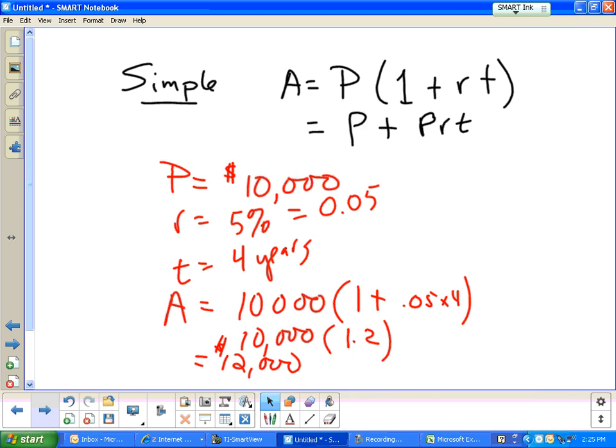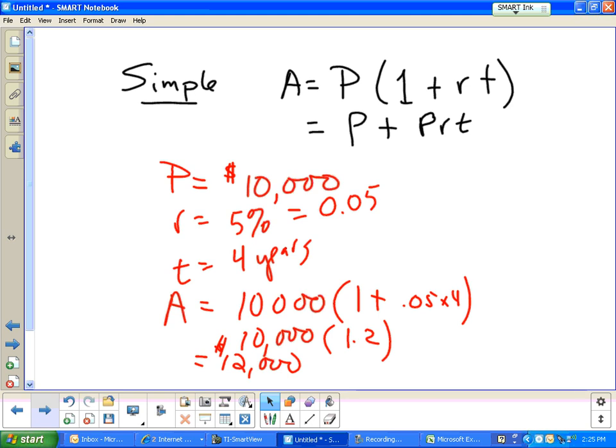Now, think about it for a second. If you're getting 5% back, 5% of $10,000 is $500. Just multiply 0.05 times 10,000, you'll get $500. That's your interest. That's what you get every year. 4 years of $500, 4 times 500 is 2,000. That's why the final answer is 12,000. So that's simple interest. Make sense? Questions?